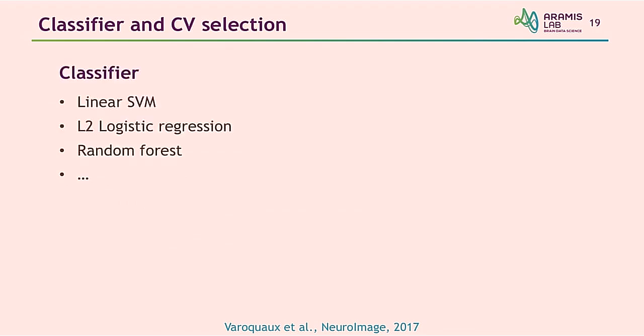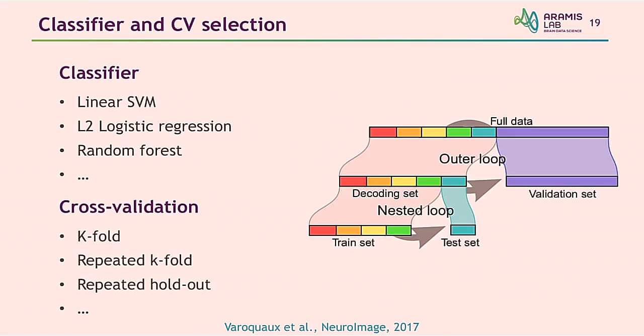Then you can pick your classifier and the cross-validation that you want. In terms of classifier, I'm not going to go into details, we've seen that in the previous talks, but basically you can pick a linear SVM, logistic regression, or random forest. And in terms of cross-validation, we've seen from Pradiv that we have a few options.